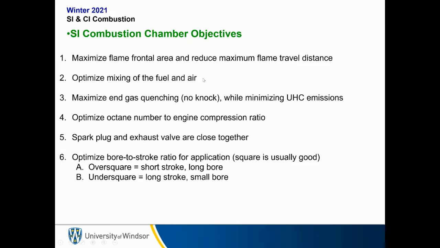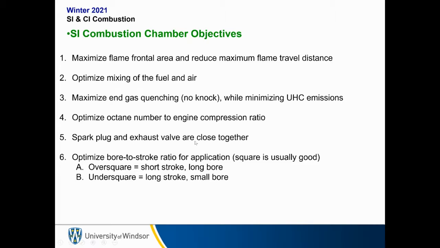We want to optimize mixing of fuel and air. We want tight control over that air-fuel ratio. We want to maximize end-gas quenching. We don't want any knock while minimizing unburned hydrocarbons. So essentially we want to quench the end-gas, but we don't want to quench much of it because we don't want to emit unburned hydrocarbons. We want to optimize the octane number to engine compression ratio.